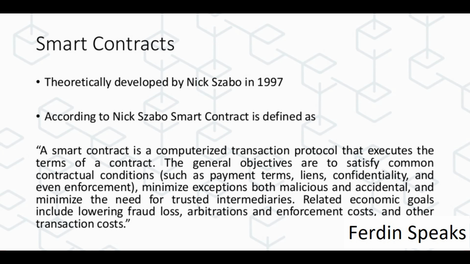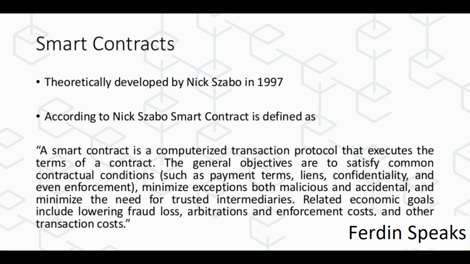According to Nick Szabo, a smart contract is defined as a computerized transaction protocol that executes the terms of a contract. The general objectives are to satisfy common contractual conditions such as payment terms, liens, confidentiality, and even enforcement, minimize exceptions both malicious and accidental, and minimize the need for trusted intermediaries. Related economic goals include lowering fraud loss, arbitration and enforcement costs, and other transaction costs. So this is just the basic definition given by Nick Szabo.